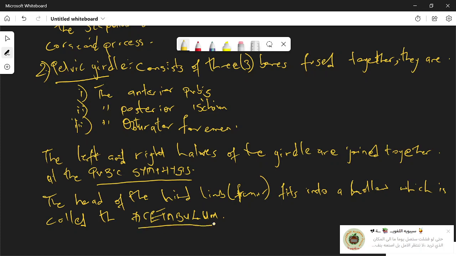So it is in the acetabulum that we have the head of the femur fitting into the pelvic girdle. So the head of the femur fits into a bracket. It is like the ball and socket joint of the eye. So it fits into that socket, that joint, which is called the acetabulum. Are we together?